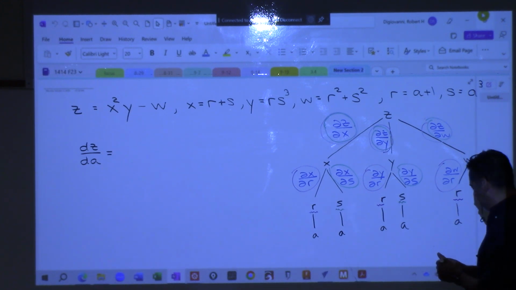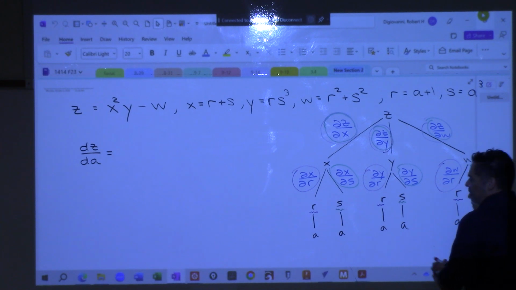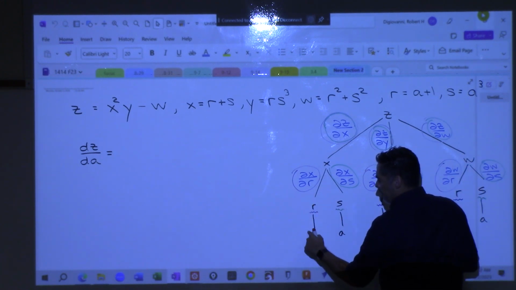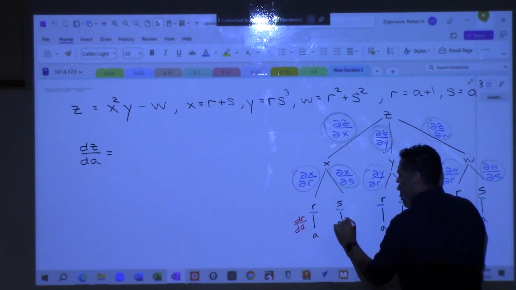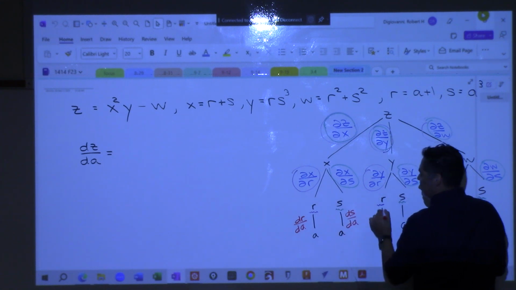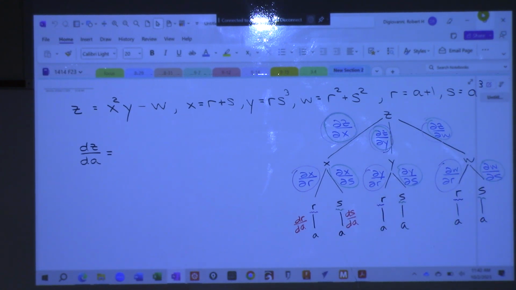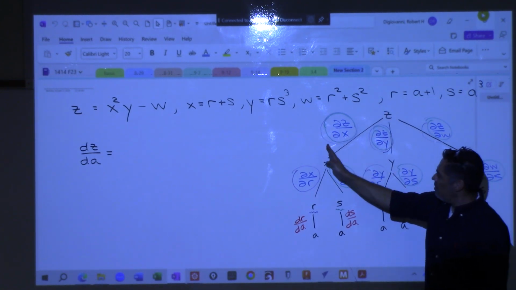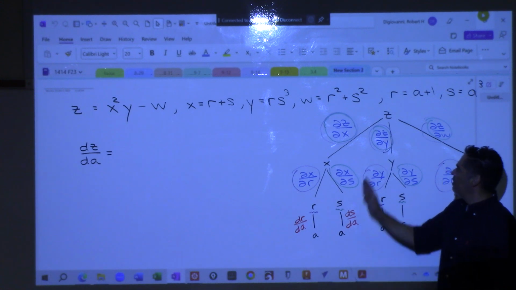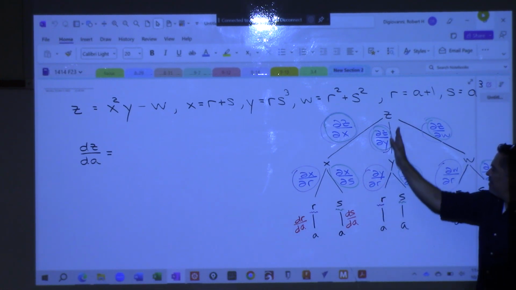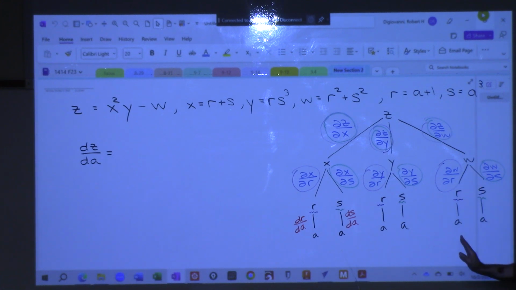Now we're going to do them all. So we got to go down all branches. So I've got to first put these. What's this to here? Is it partial? It's just dr dA. This one ds dA. dr dA, ds dA, dr dA, ds dA. So now we've got to go down all branches. We got to go down here, plus, down here, plus, down here, plus, down there, plus, down there, plus. Right? No, that's it. That's the end. That would be it, right?